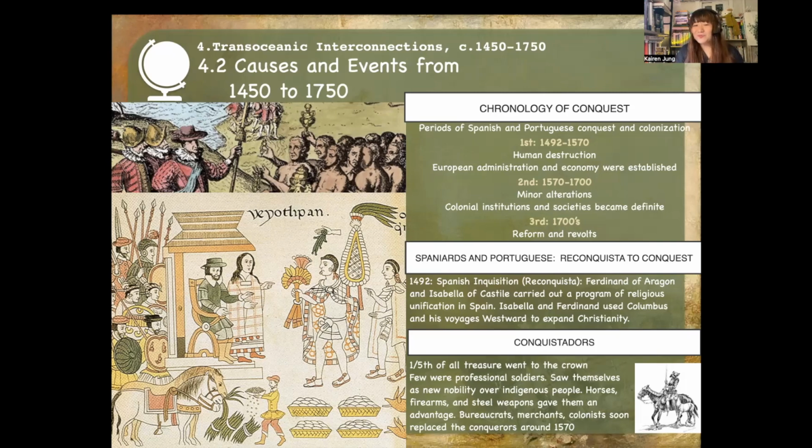In 1492, right, the Reconquista, the Spanish Inquisition. Ferdinand of Aragon and Isabella of Castile carried out this program of religious unification in Spain, and they used Columbus and his voyages westward to expand Christianity. What about the conquistadors? One fifth of all the treasure that the conquistadors would win went to the crown. Few of them were actually professional soldiers. They saw themselves as a new nobility to lord over the indigenous people, and lord over them they certainly did. They had firearms, horses, and steel weapons that gave them an advantage. Bureaucrats, merchants, and colonists soon replaced these conquerors around 1570.